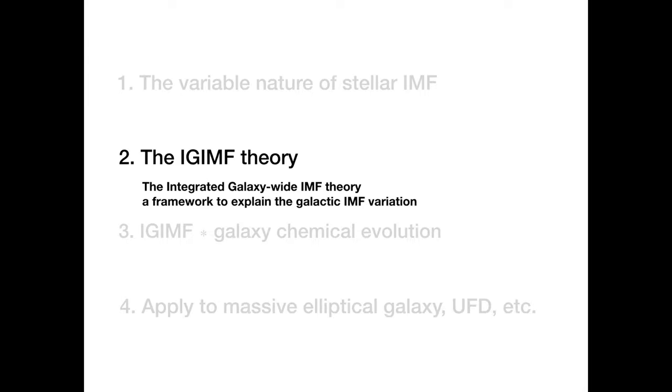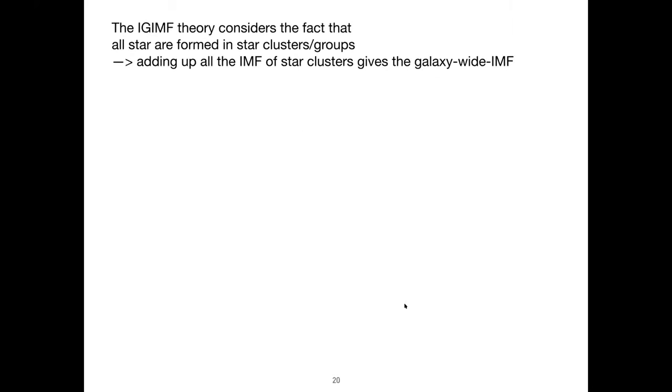For the next part, I will introduce you to the integrated galaxy-wide MF theory, which is a framework to explain the MF variation. Now, it's not difficult to understand. So the IGMF theory considers the fact that all stars are formed in star clusters. So if you add up all the stars in star clusters in a galaxy, then you end up with the galaxy-wide MF.